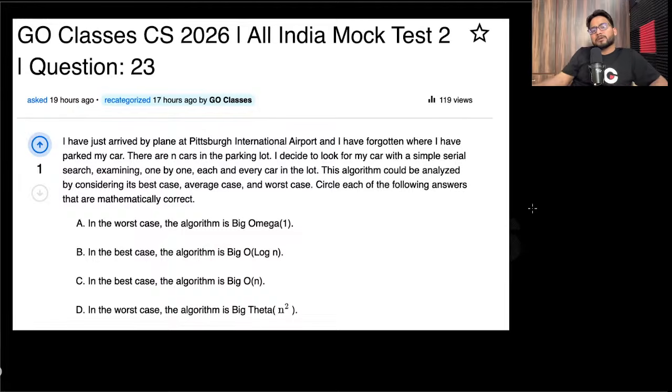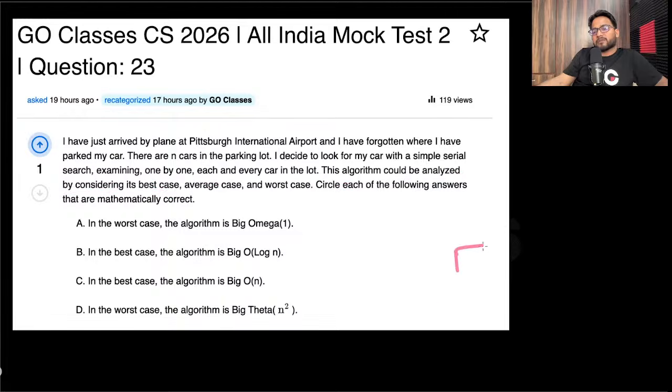Let's solve this question. In this question, they are asking a very simple thing. This is not a tough question, it is a simple question only. They are saying there is an international airport, Pittsburgh, and I have just arrived at Pittsburgh International Airport, and I have forgotten where I have parked my car. There are n cars in the parking lot. I decided to look for my car with a simple serial search, examining one by one each and every car in the lot. This algorithm could be analyzed by considering the best, average, and worst case.